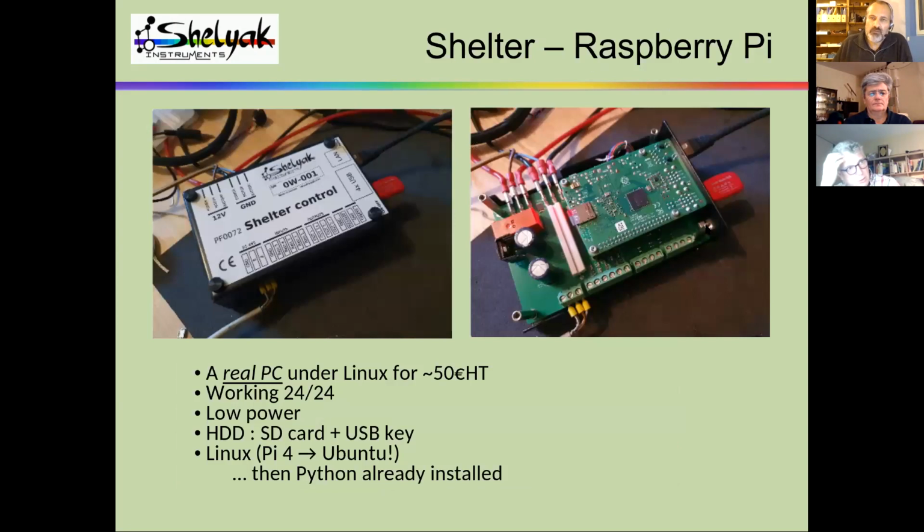The shelter is controlled by this box, and in this box you can see the Raspberry Pi, which is a small PC in fact, and we have designed an electronic board connected to the Raspberry to control the inputs and outputs. We also control the power supply, and we are able to switch to a battery in case of power cut. So we have all these features around the Raspberry Pi. The Raspberry is a real PC that runs under Linux.